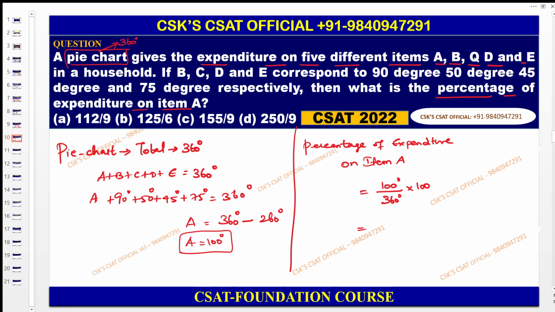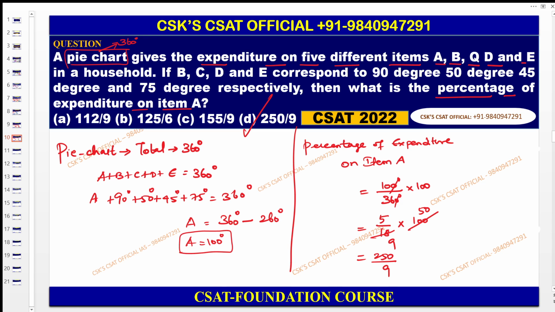So we can cancel this one, 0 0 we can cancel here. Then 5 by 18 into 100. Again you can cancel this with the 2 table. 9 times here, 50 times here, 5 into 50 becomes 250 by 9. Answer is which option? D.